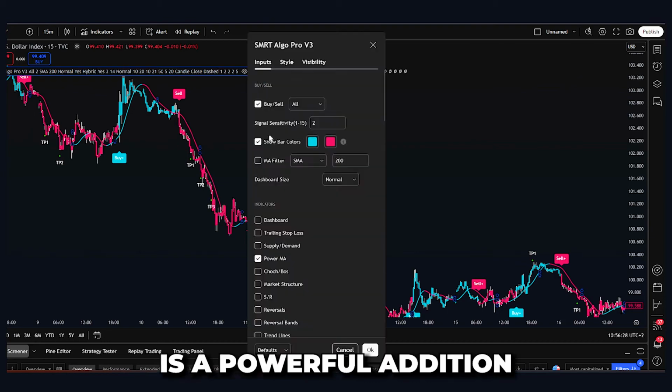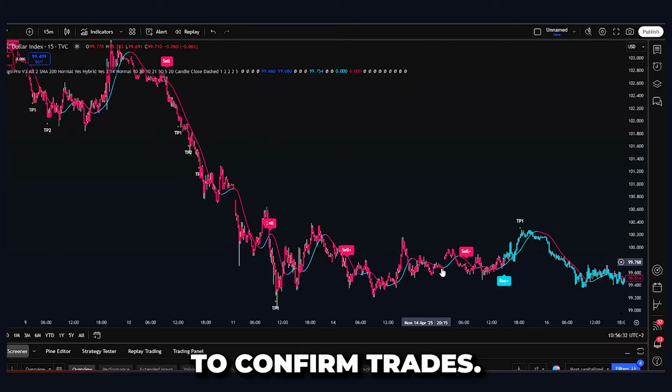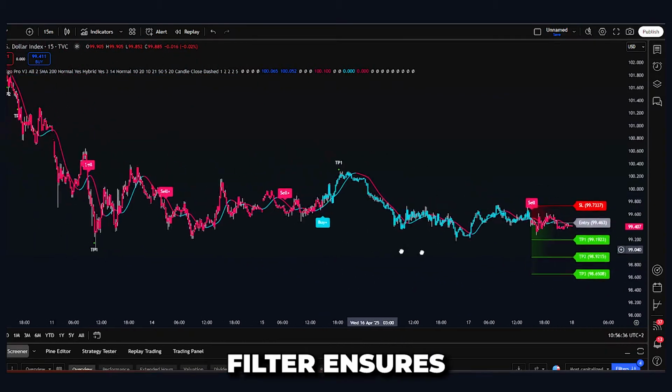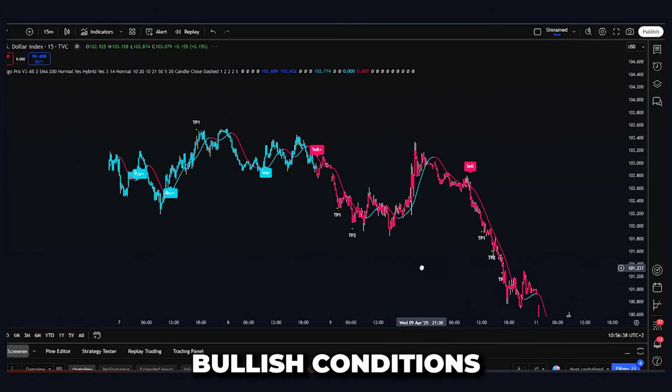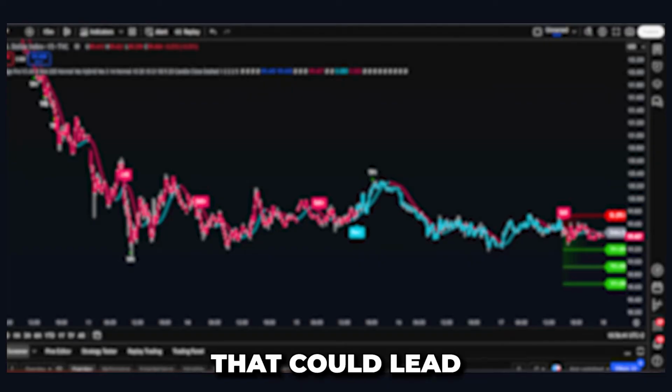The MA filter is a powerful addition. When enabled, it uses the moving average direction to confirm trades. So if you're only looking to buy when the market is trending up, the MA filter ensures you only get long signals during bullish conditions. Same for shorts during a downtrend. It helps filter out counter-trend signals that could lead to losses.